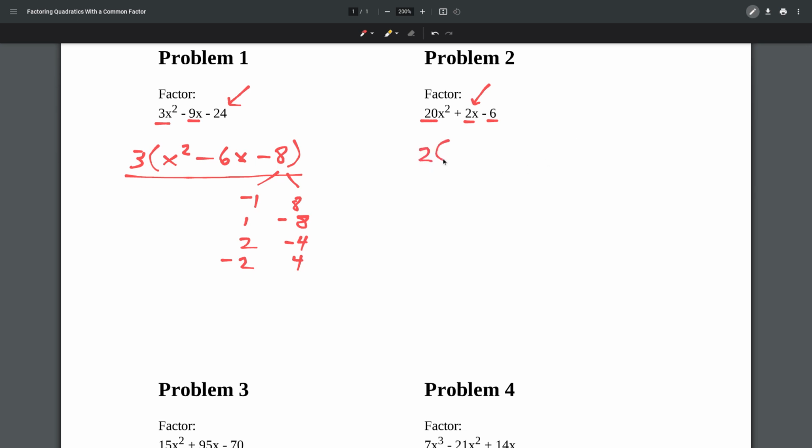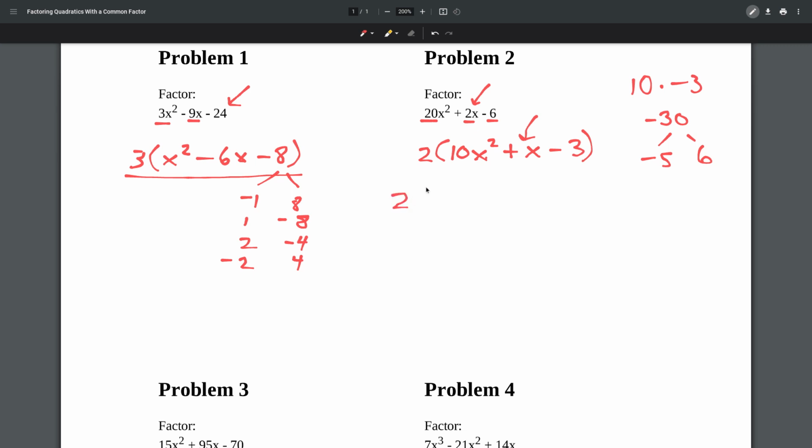I'm going to get 2 times 10x squared plus x minus 3. Okay, so now I'm looking at this, and there's a couple different ways we could do this. We could do 10 times negative 3. That's going to give us negative 30. And then there's an understood 1 in front of the x. So what are the factors of negative 30 that would add to positive 1? Well, negative 5 times positive 6 would give me negative 30 and add to 1.